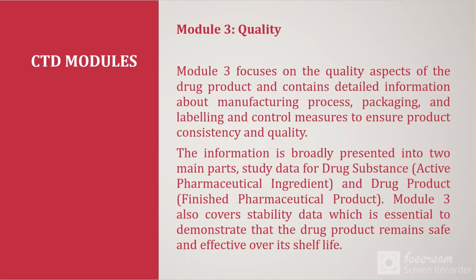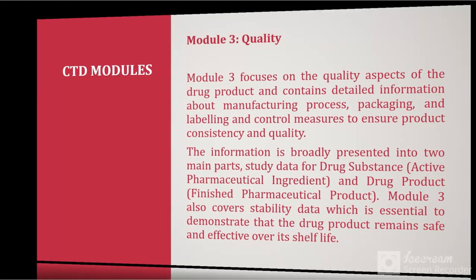Module 3, Quality. Module 3 focuses on the quality aspects of the drug product and contains detailed information about manufacturing process, packaging, and labeling and control measures to ensure product consistency and quality. The information is broadly presented into 2 main parts: study data for drug substance, active pharmaceutical ingredient, and drug product, finished pharmaceutical product. Module 3 also covers stability data, which is essential to demonstrate that the drug product remains safe and effective over its shelf life.